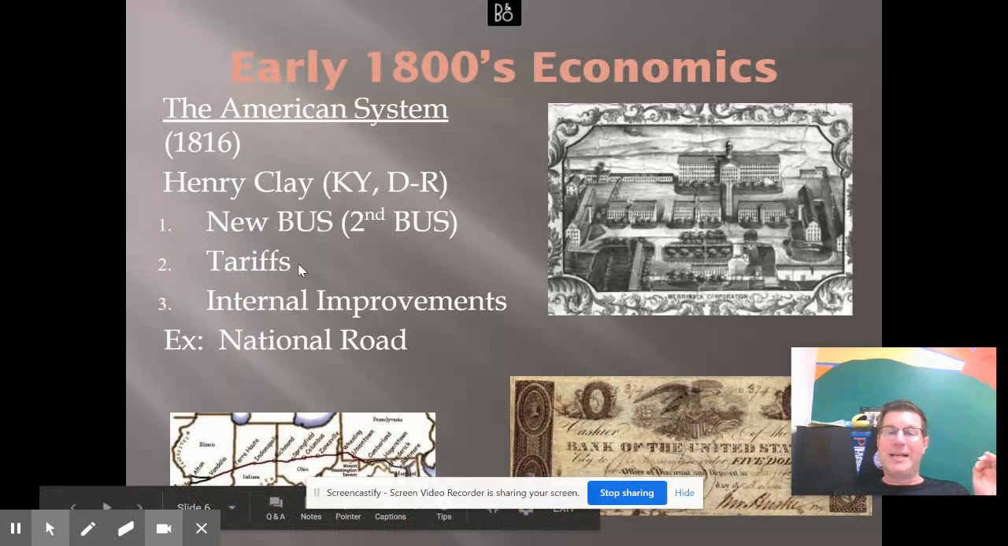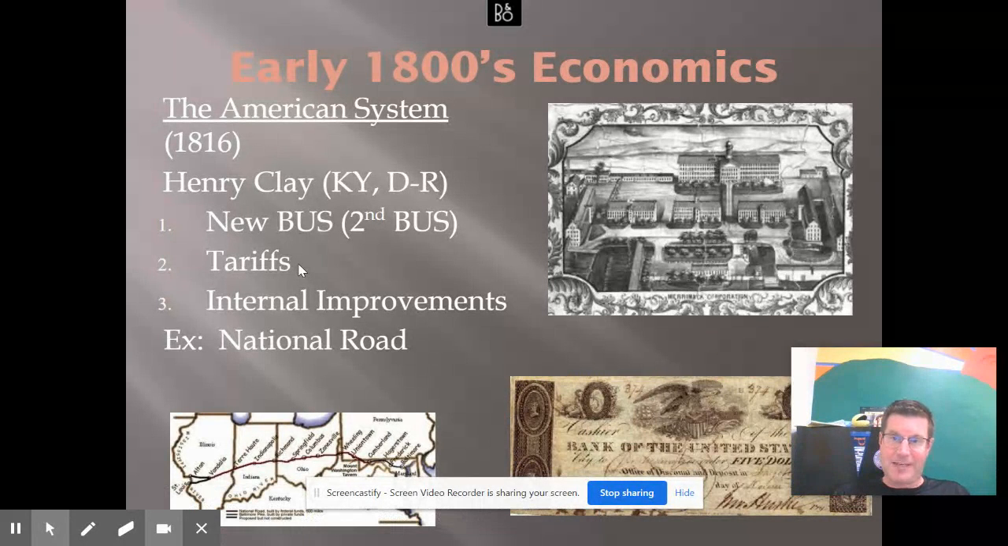Tariffs. There's an idea that we're going to put a tax on foreign goods, and that is going to protect American industry, which is in its infancy right now. So here's the Merrimack Corporation. It's on the Merrimack River in Massachusetts. This is another textile factory. And we're trying to keep British textiles expensive and buy American. We put a tariff on basically every manufactured good.